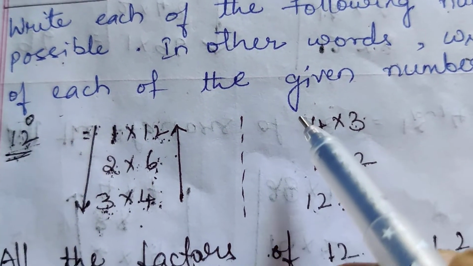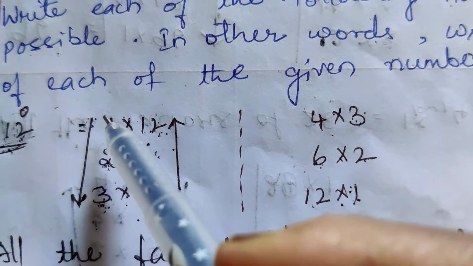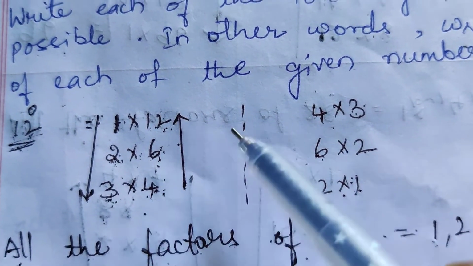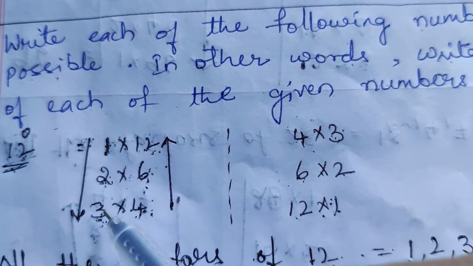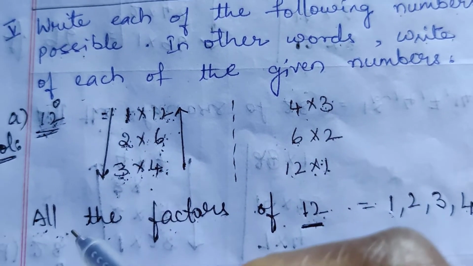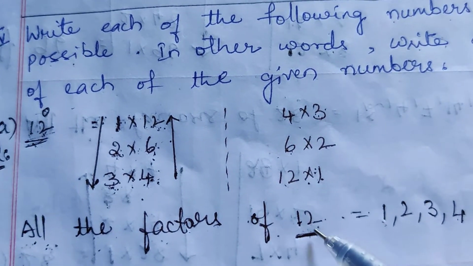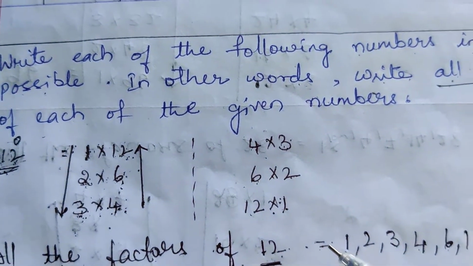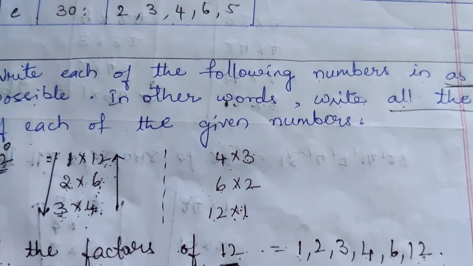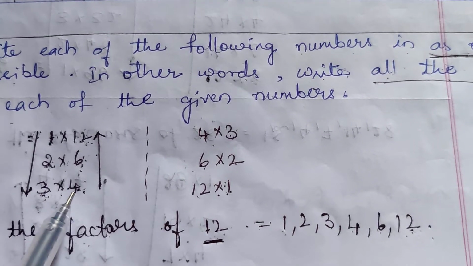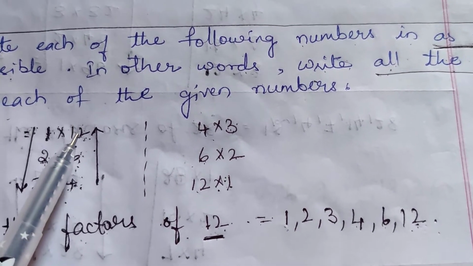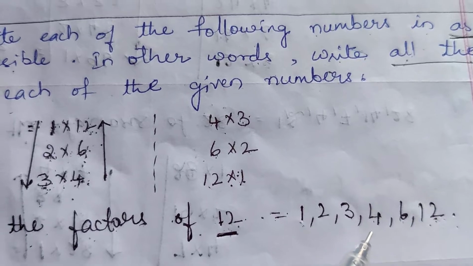Now we will leave the second group. Now concentrate on the first group. So we will write all the factors in ascending order. Right. So all the factors of 12 equal 1, 2, 3, 4, 6, 12. These are all the factors of 12 children.